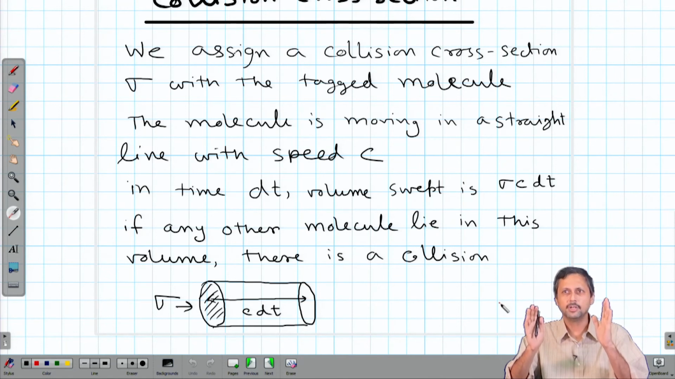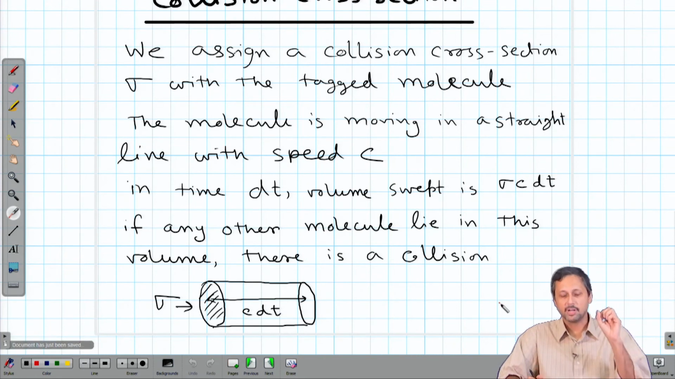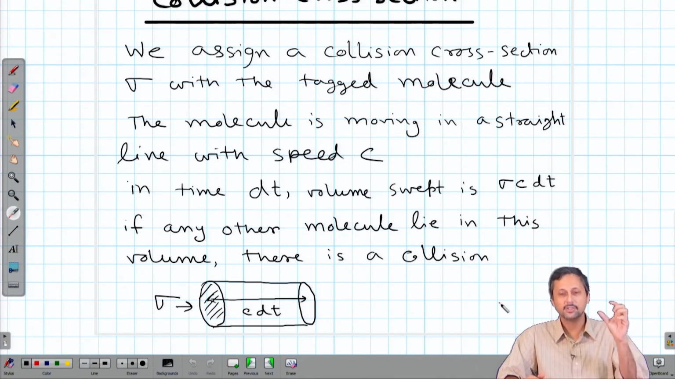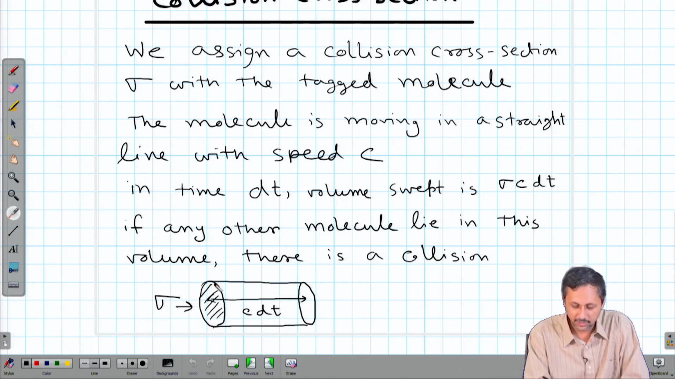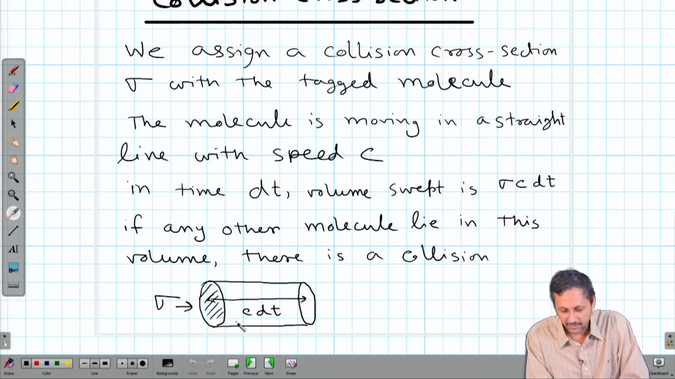Slowly and slowly we will build on that. Okay. Now, let us say this molecule is moving with a speed c and it has a collision cross section sigma. Now, in a small time interval dt, what is the volume swept by this particle? Let us say this is my collision cross section, c is the speed of the molecule and it is travelling a length c dt in the small time interval dt.